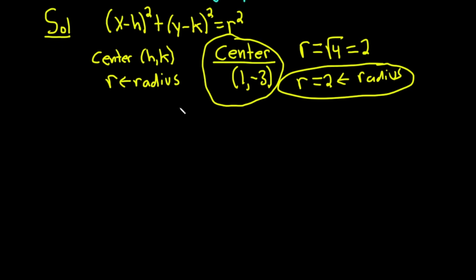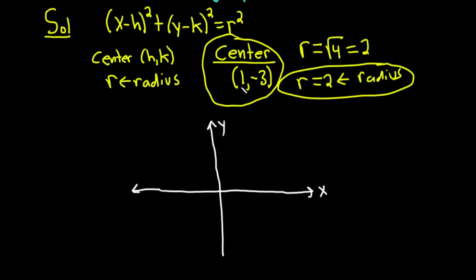We'll start by drawing the coordinate axes. So here's the y-axis. It's a rough sketch. And here's the x-axis. This is x and this is y. And let's plot the center. So the center is (1, -3). That means from the origin, we're going to go right 1 and down 3. 1, 2, 3, and put a dot.